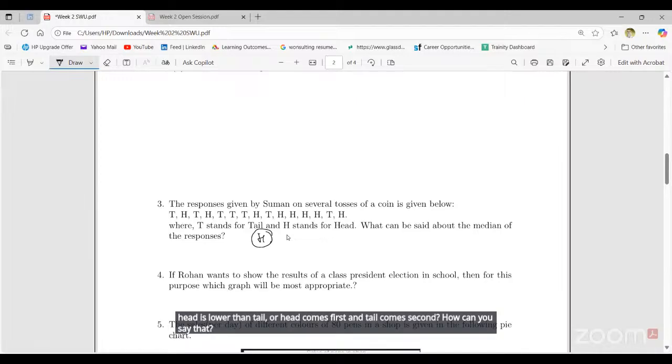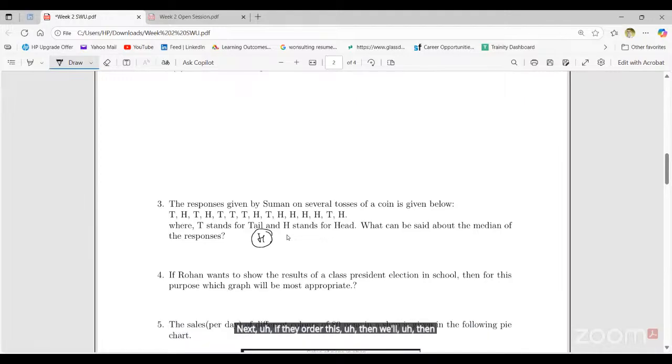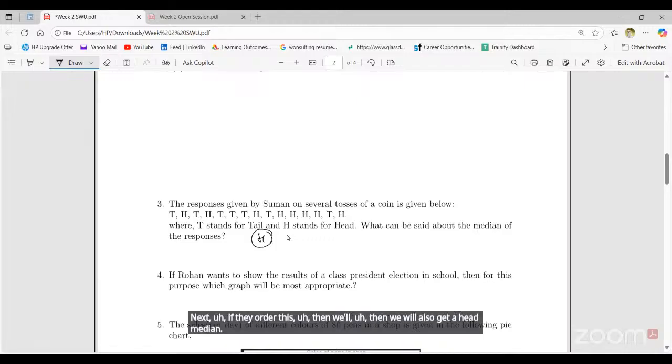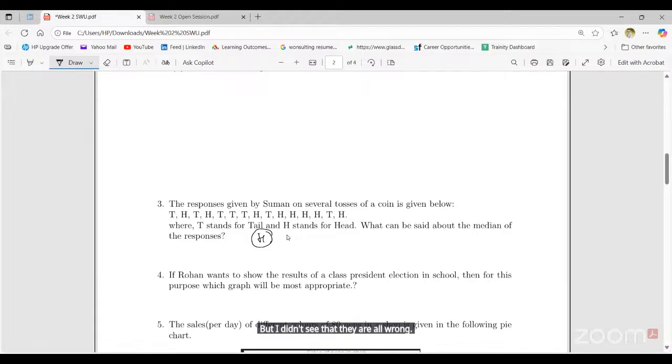If we order this, then we will also get head as the median. But I didn't say that they are ordered. So how can you calculate the median? No, we can say that head is greater than tail or something like that, right? Correct. So in this case, we don't have any median, because they are not ordinal data. Is it clear? Yes, ma'am. Until and unless it is stated in the question that head is greater than tail or tail is greater than head, like the order is specified in the question, only then can you calculate the median. Otherwise, you can't calculate the median.